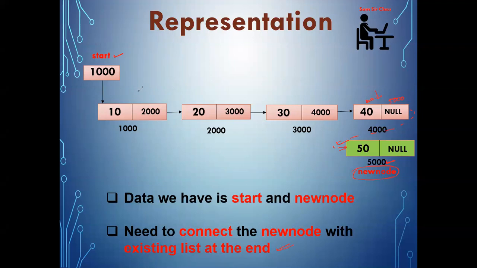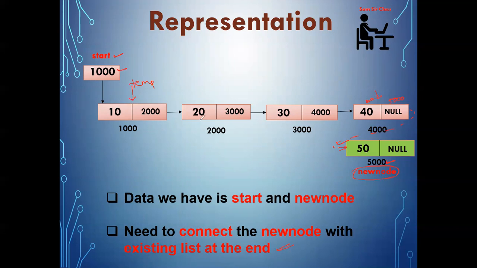So in the traversal mechanism, we have seen how we just change the variable to the next node, and finally we reach the end. Okay, so one temp variable I can use, which will help me with the traversal. So I'll give the value of start to temp, so that temp will point to the first node.